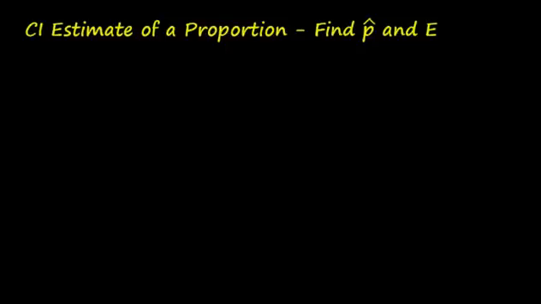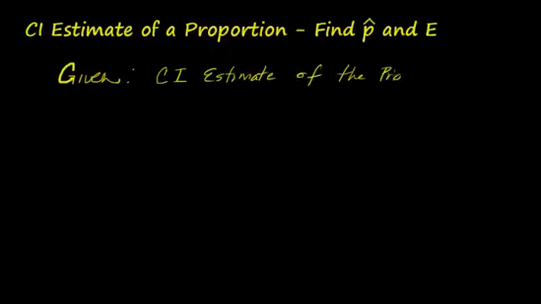Now let's go in the other direction. Say we're given a confidence interval estimate of the proportion, and we're asked to find the p hat and the e, the estimate of the sample proportion and the margin of error from that information. So what we're saying is we're given a confidence interval estimate of the proportion and we're asked to find p hat and e.